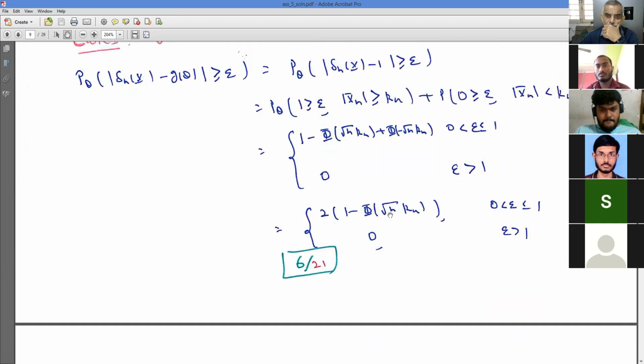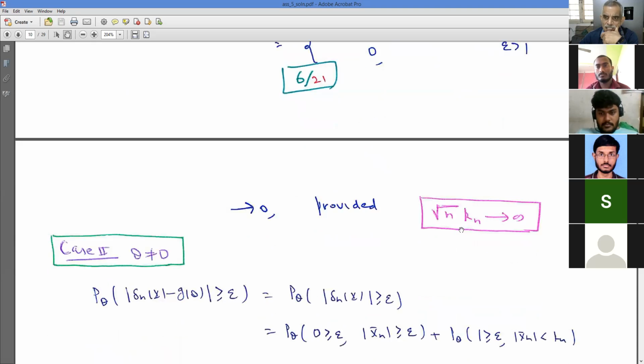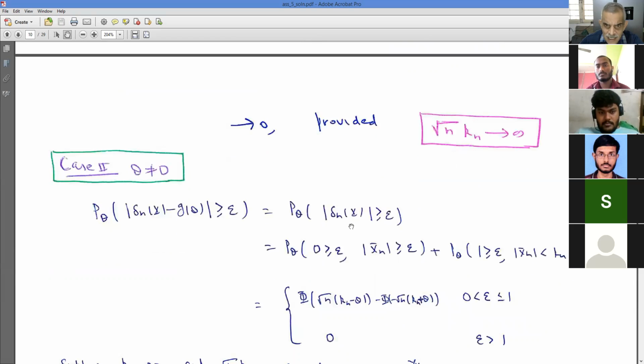Now this would go to 0 if root n kn goes to infinity, right? So this goes to 0 provided root n kn goes to infinity. I should choose kn so that root n kn goes to infinity. But I have to consider the second case also. In the second case also, I should get consistency, theta not equal to 0. The probability that mod of delta n x minus g theta is greater than or equal to epsilon, which is the same as, for theta not equal to 0, g theta is 0.